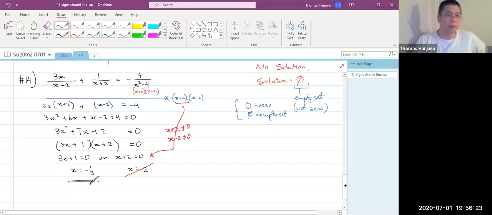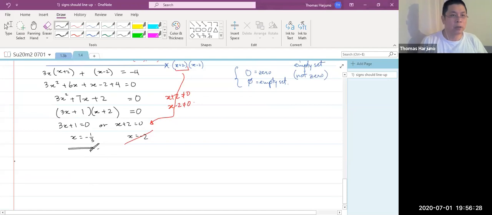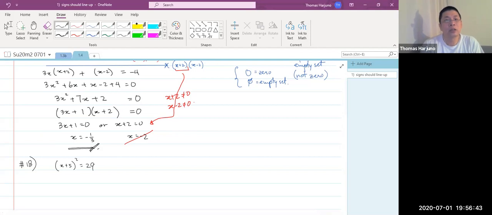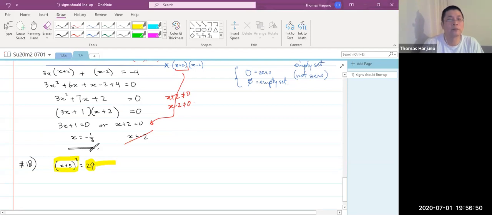Now, there are times, however, when it's not solvable by factoring. For example, if we see question number 18, x plus 5 squared equals 29. You see that the left-hand side is already a perfect square, and the right-hand side is positive. It cannot be negative. If it is negative, then it is not a real number.